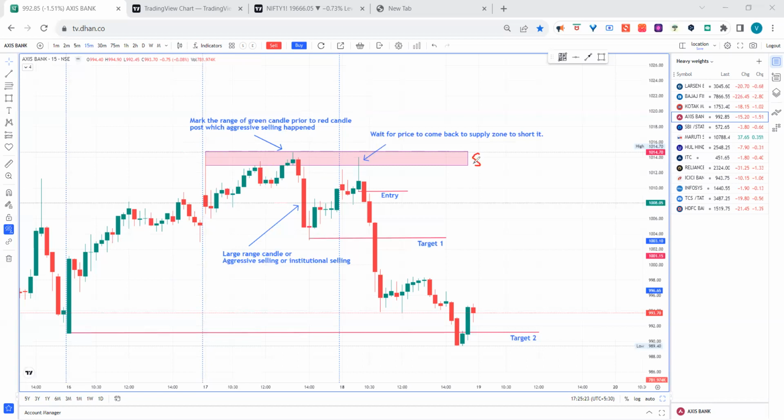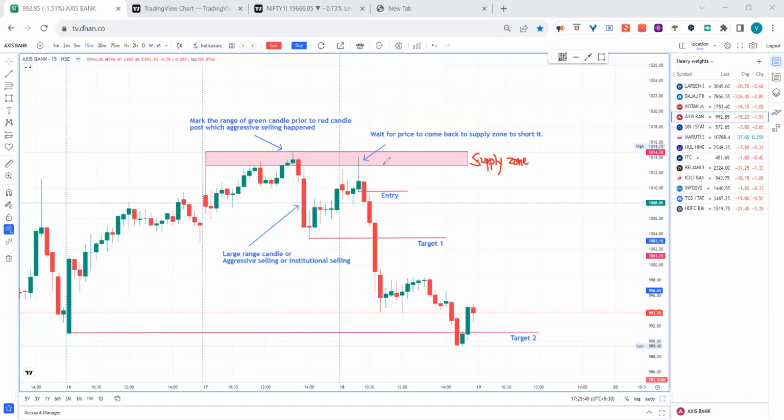This zone is called the zone of supply, which means there are sell orders strongly present at this particular zone. Whenever price reaches here, based on the price reaction, one can easily conclude that the price can be shorted at this point because the institutions are also shorting.